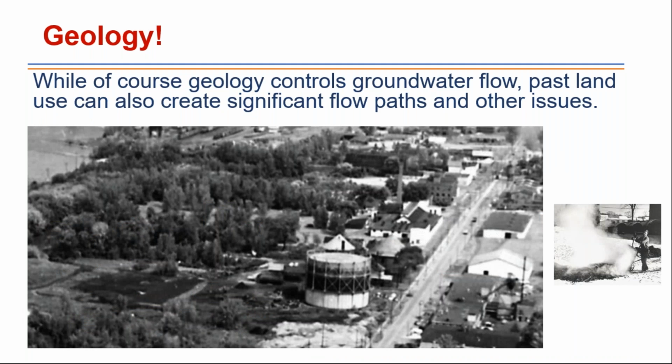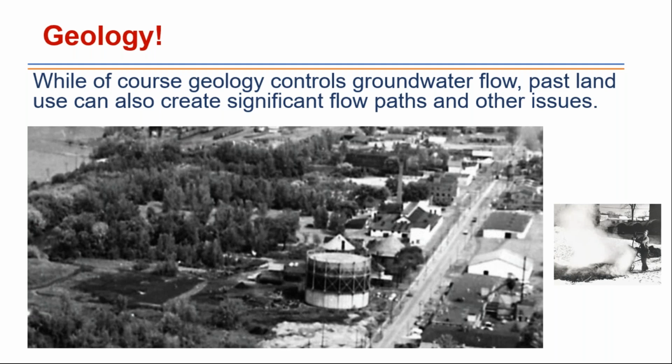And that is something also to remember. While of course geology does control groundwater flow, past and present land uses can also create significant flow paths and other issues. This is a coal tar site in Vermont. It's actually the same site where that picture in the very front came from. And then just a picture of a guy out pouring some coal tar on the ground.